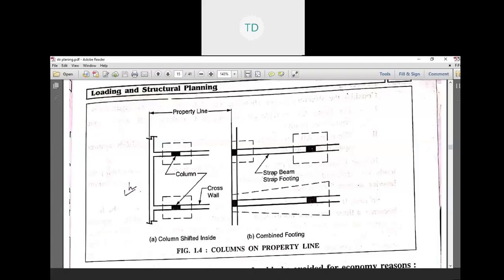Column on the property line. There are some column idealizations in which the property line column is shifted inside and combined, putting it like this. We need to shift columns in such a manner that they are involving each other and transferring load to each other easily, and maintain the other beam grid and slab grid.